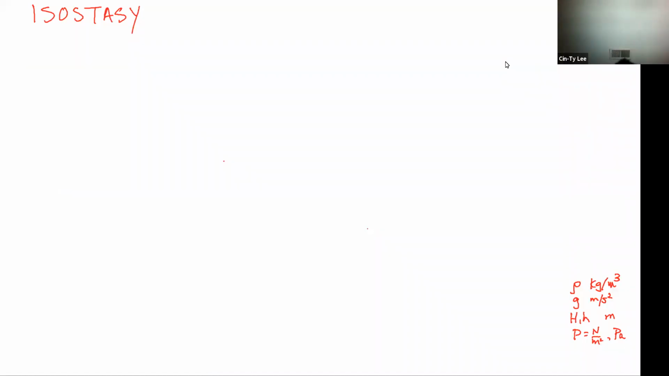Okay, so I want to talk about why mountains ride high and ocean basins ride low. So basically, what controls elevations on our planet? And to understand that, we have to understand the concept of isostasy. Let me start off with some basic observations.